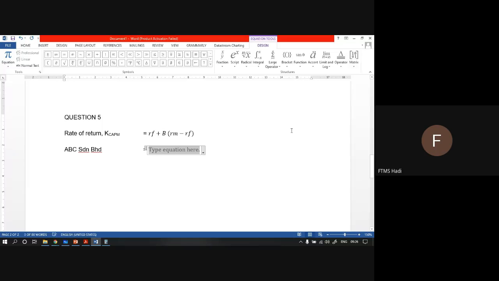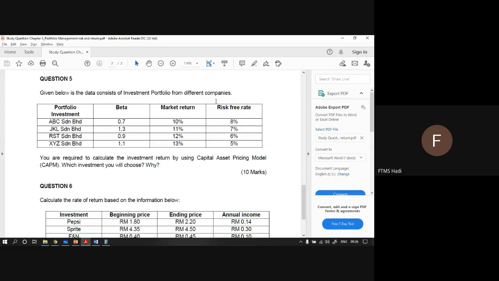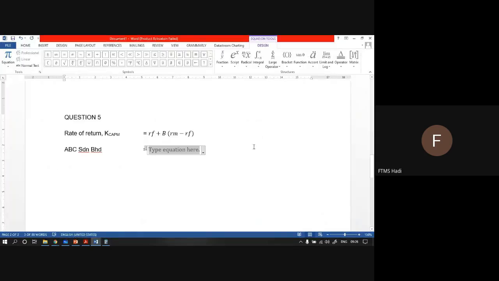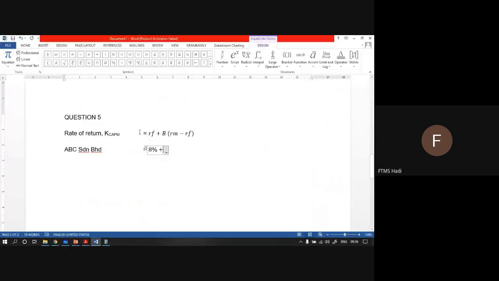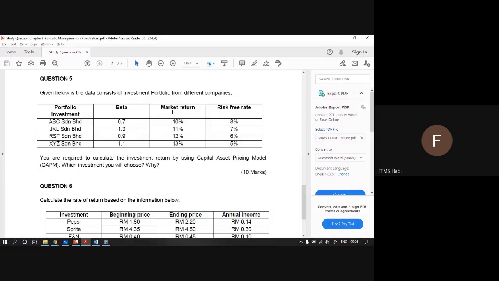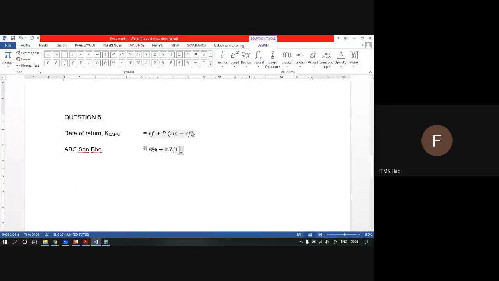Okay, for RF, this is the risk-free rate. This one is your RF, 8%. Plus beta. Beta is here, this one, 0.7. And then RM, which is market return, and minus your RF again.